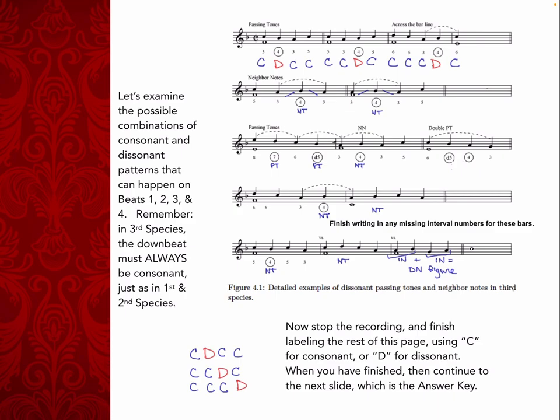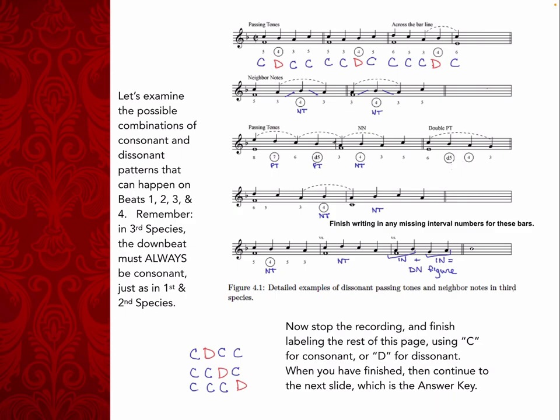Okay, now let's examine the possible combinations of consonant and dissonant patterns that can happen on beats 1, 2, 3, and 4. Beat 1 is easy to remember because it always has to be consonant. But the dissonant note can appear either on beats 2, 3, or 4. So it's interesting to see the patterning that we have. Look up at the top where it says passing tones. We have 5, 4, 3, 5. So the dissonance happened on beat 2 in this case.